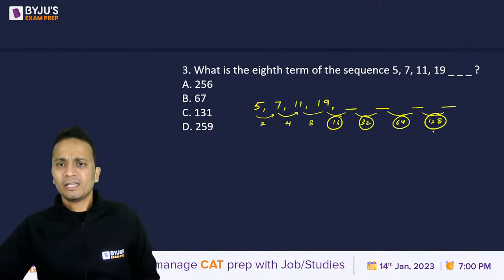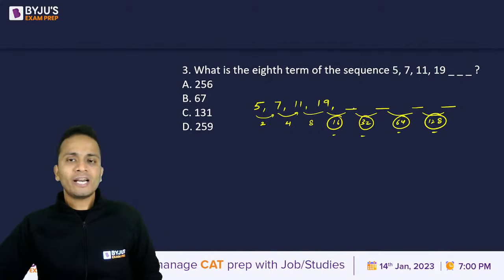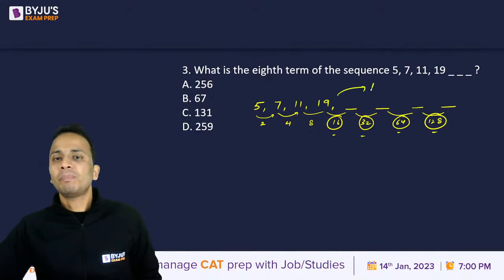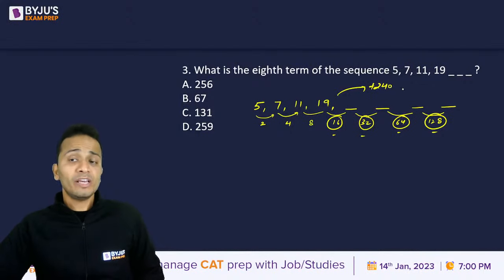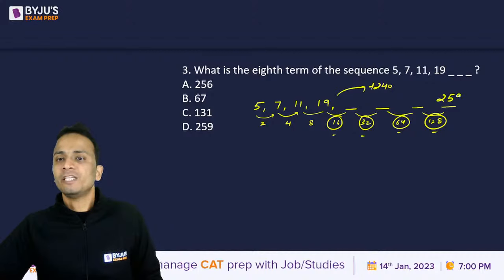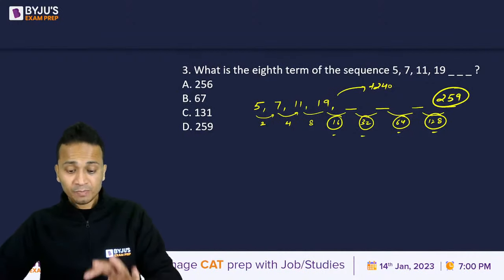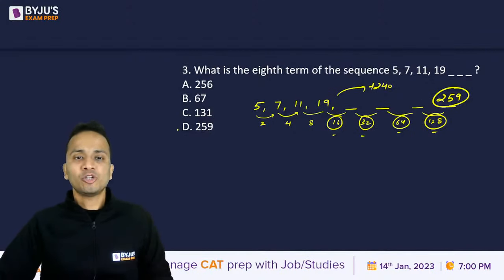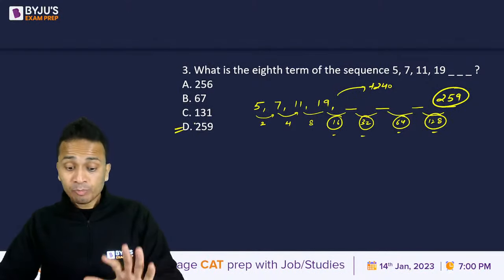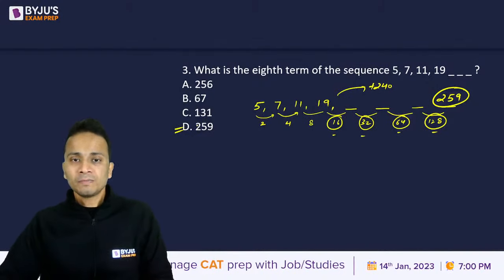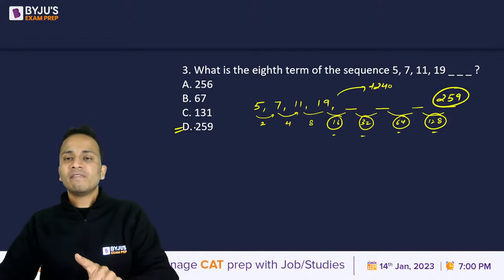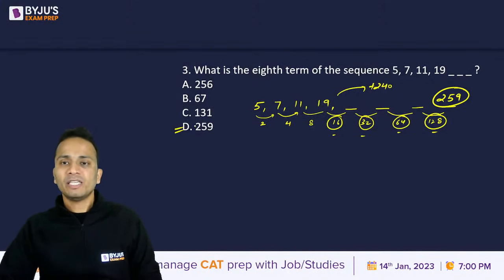Let's add all of these. So here 160, 220, 230, 240. So 240 has to be added. 19 plus 240 will give me the 8th term. So 240 plus 19, that is 259, should be the correct answer. Guys, 259 should be the correct answer. The correct answer should be option D, not option C. I hope the students who have given a different answer have understood what mistake they have committed.